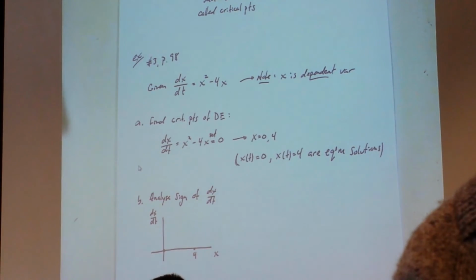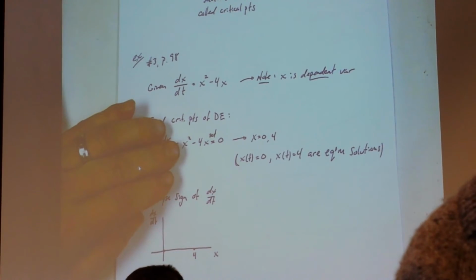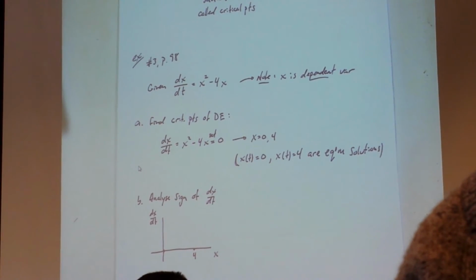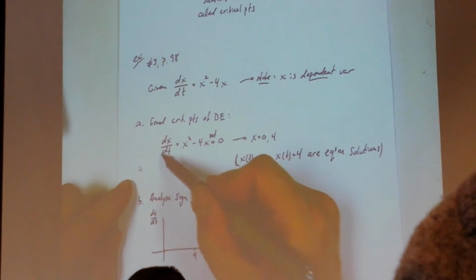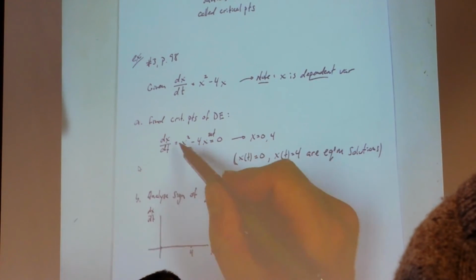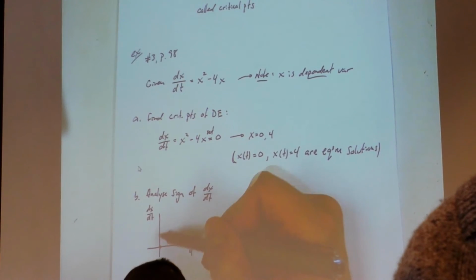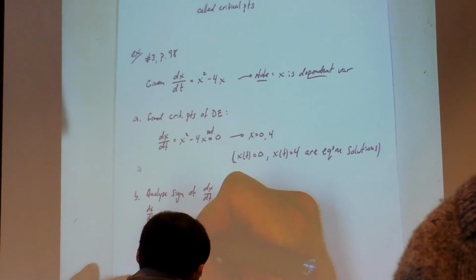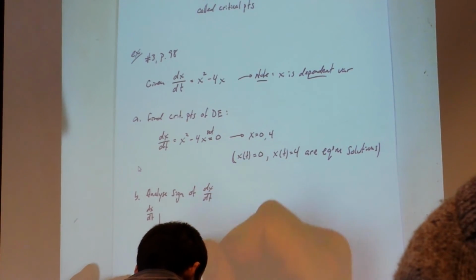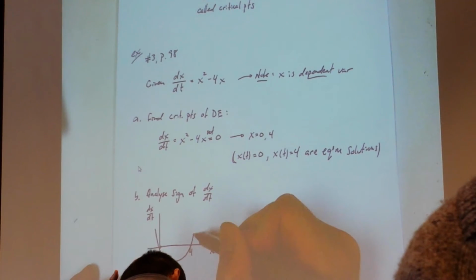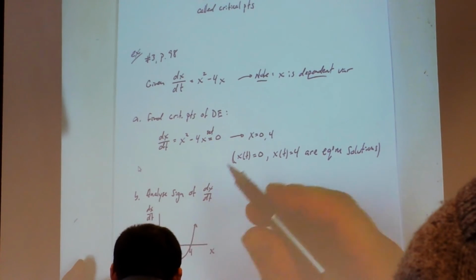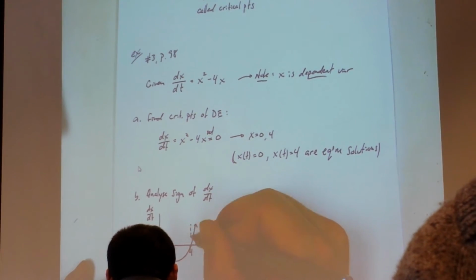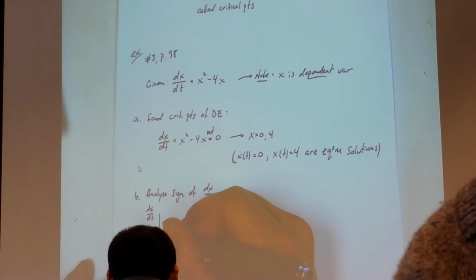Is it an upside down or right side up parabola? Yeah, right side up. Instead of calling this y equals x squared minus 4x, it's dx/dt. That's what we got there. We're graphing dx/dt, and it's upward. So these are my equilibrium solutions, 4 and 0.